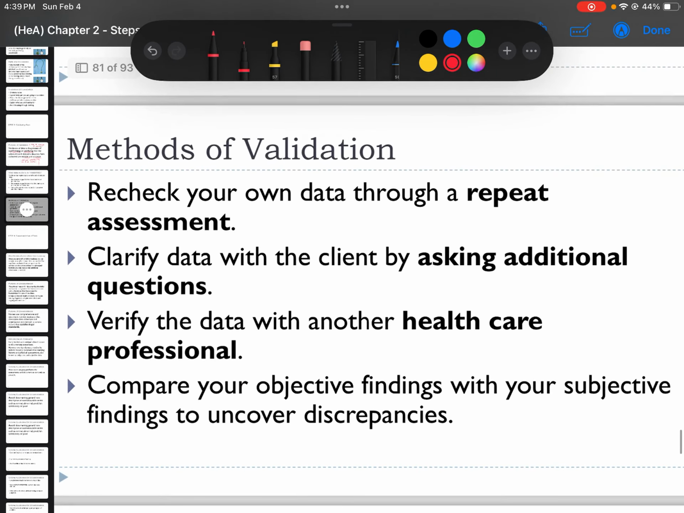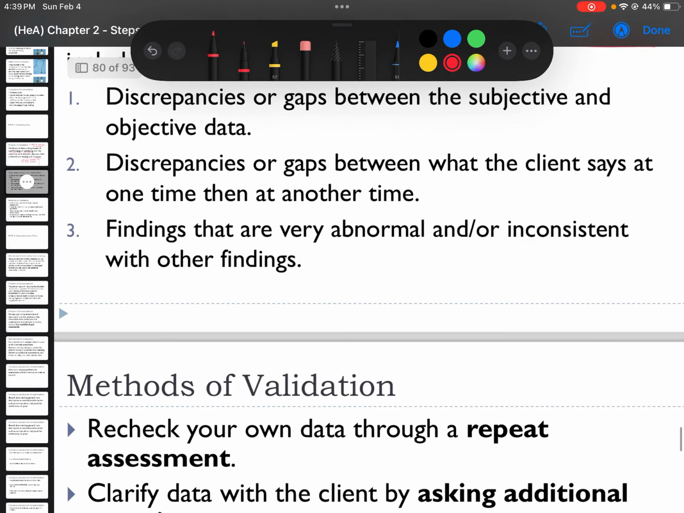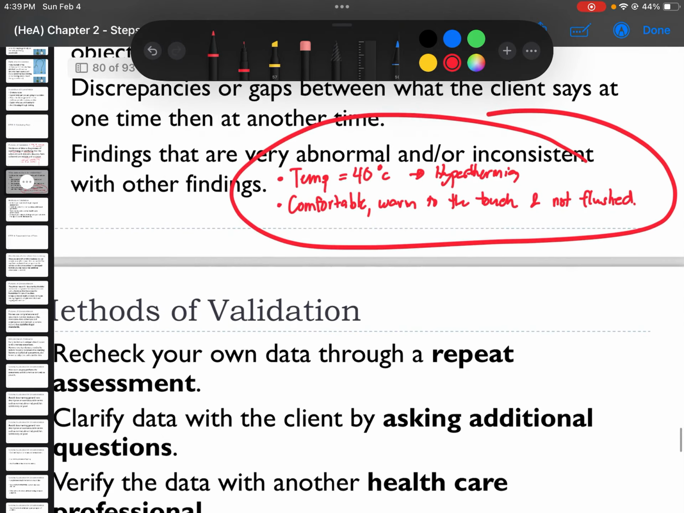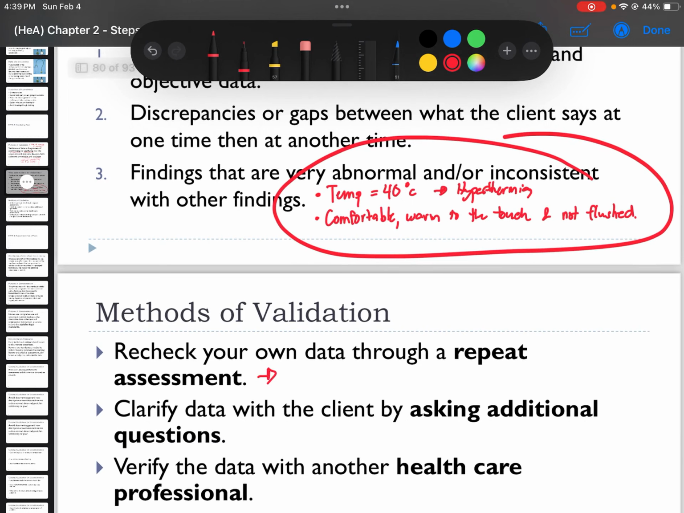Okay, so we will proceed with our methods of validation. The first is always check your own data through repeat assessment. For example, class, in our previous example, we need to reassess, probably with a different thermometer. We need to repeat our assessment, probably with a different thermometer.